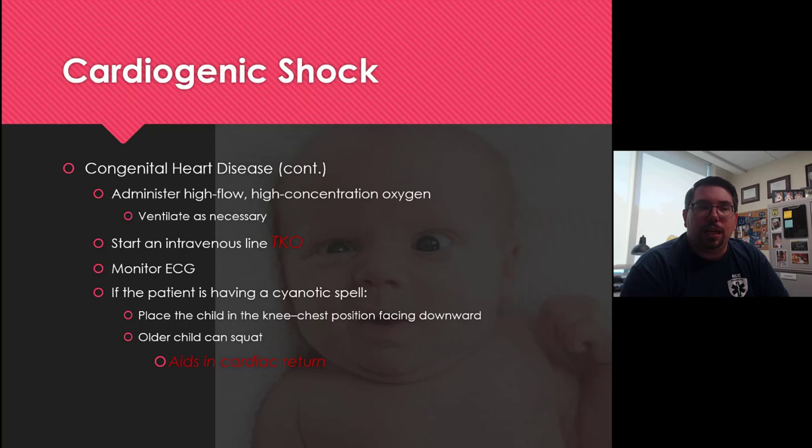Or for older children, they can actually squat. Believe it or not, those positions aid in the cardiac return, making it easier for oxygenation to happen and for perfusion from the left ventricle up to the aorta to exist.